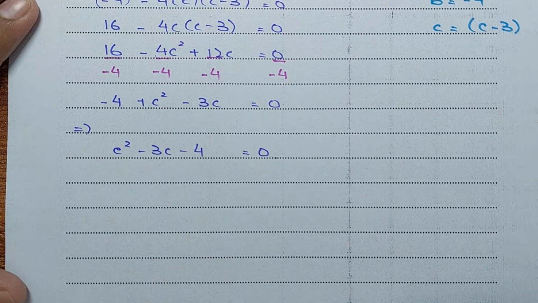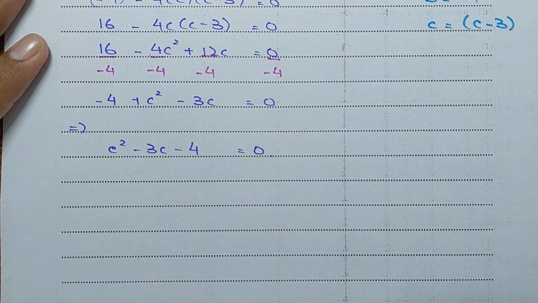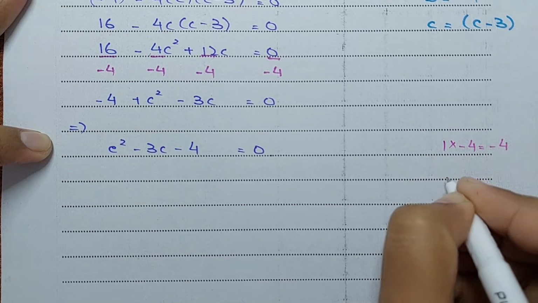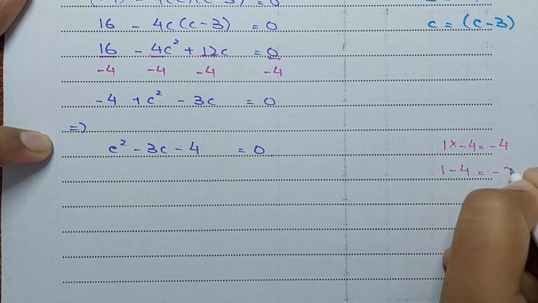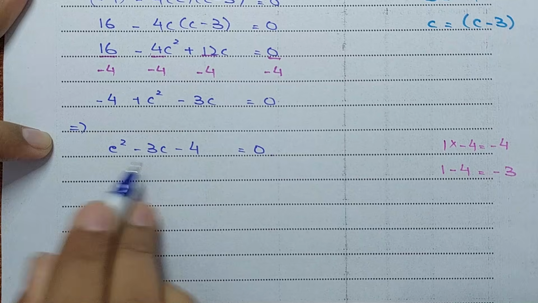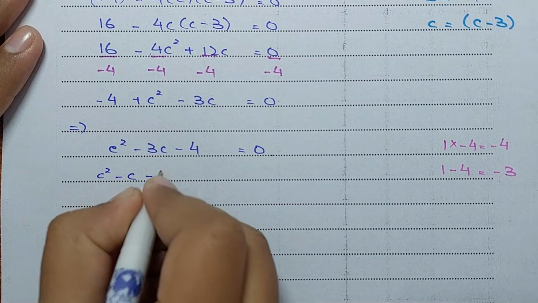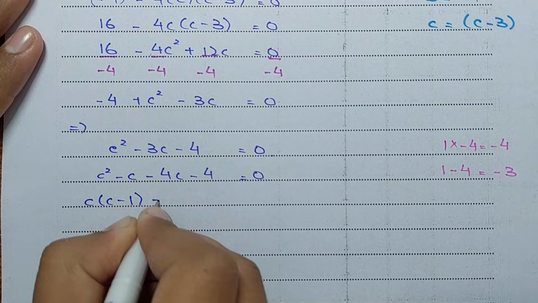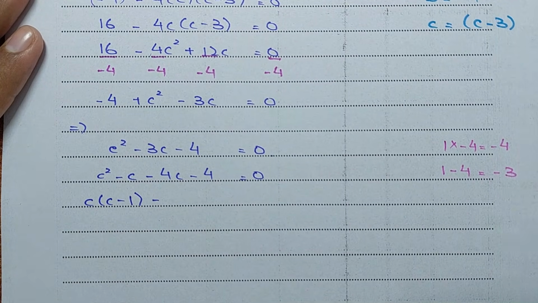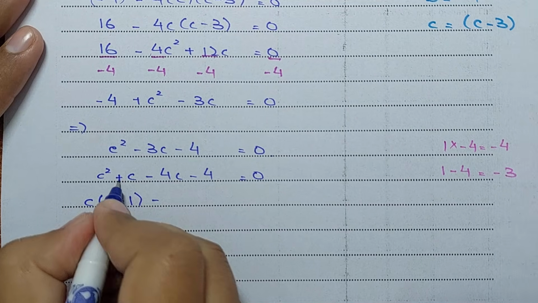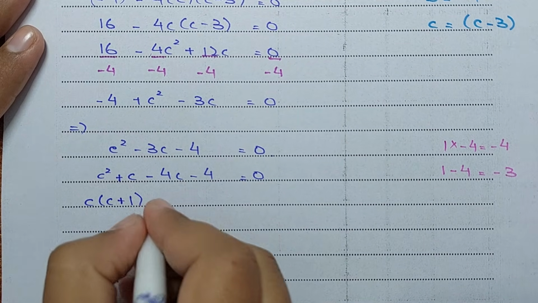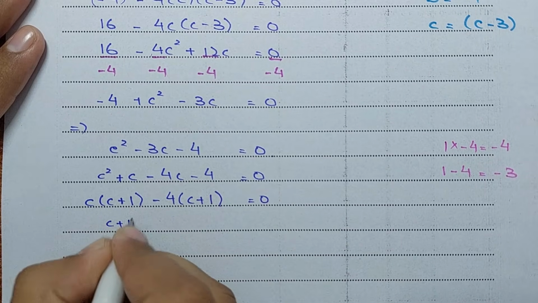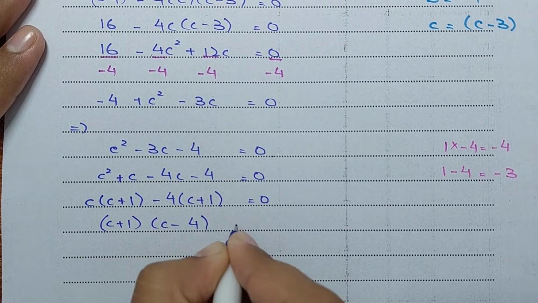Okay, so factorize it, write the midterm. 1 times negative 4 is negative 4, and when we do 1 minus 4, you will get negative 3. So break negative 3 to 1 minus 4. C square minus c minus 4c minus 4 equals to 0. C is common, c minus 1 is left. Wait a second, 1 is plus. Okay. Now negative 4 is common. Now c plus 1 is left. C plus 1 is a factor and c minus 4 is the factor equals to 0.